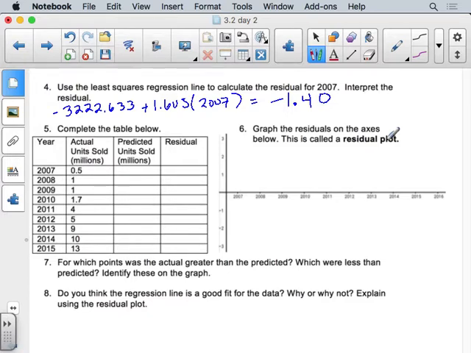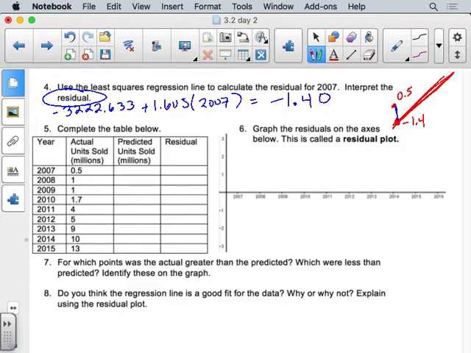The question here was, let's interpret what the residual is. Here's my line of best fit, and at 2007 I'm predicting negative 1.4 million units sold, and on our data, the original iPhone sold 0.5 million. So this is our residual. What is the distance between those two?